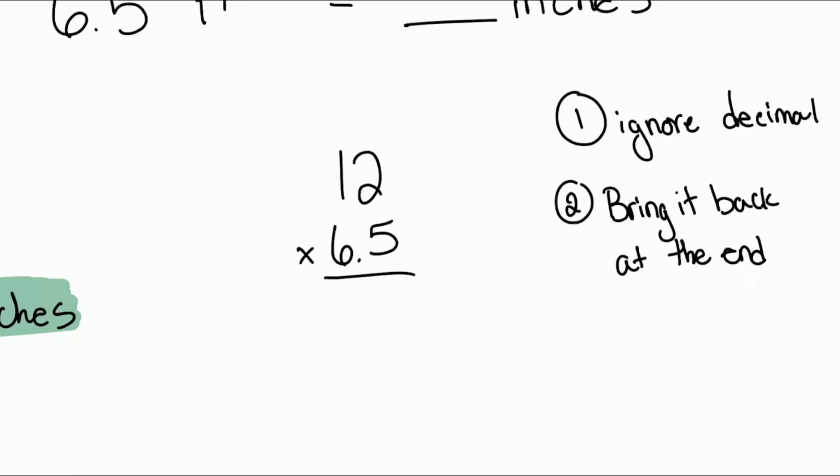So here we go. Let's ignore that decimal. 12 multiplied by 5, or we're starting with 2 times 5. That'll end up being 10. Carry the 1. And then we have 1 times 5. That's going to be 5. Carry the 1 is 6.